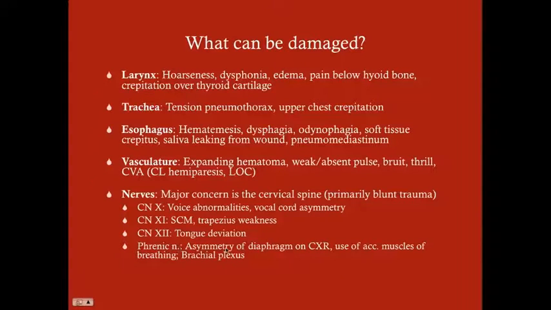The phrenic nerve: you'll see asymmetry of the diaphragm on chest X-ray or on CT. You may also see use of accessory muscles of breathing or difficulty breathing, ultimately, because those accessory muscles aren't quite as good as the diaphragm for breathing. And then any problem to the brachial plexus, particularly if you are having injury to the posterior triangle. Brachial plexus is pretty much anything arm related.